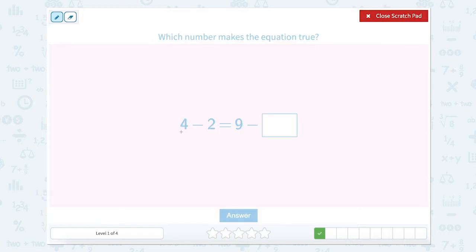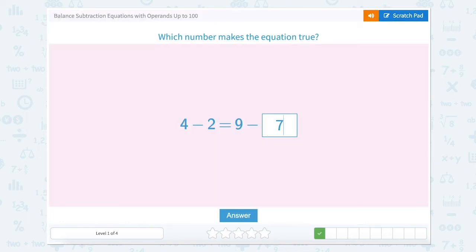What number makes the equation true? Let's do the same thing and look at the two sides of the equal sign. We have one side here and one side here. We can't solve this one yet, but we can solve 4 minus 2. So we know that 4 minus 2 is 2, equals 9 minus something. So we can rewrite this again by switching around what we're subtracting and say 9 minus 2 equals blank. So 9 minus 2 equals 7. So 9 minus 7 also equals 2. So let's close that scratch pad. Type in 7. Nice work.